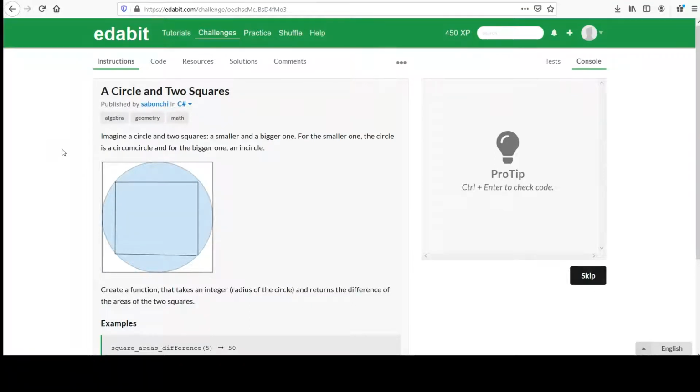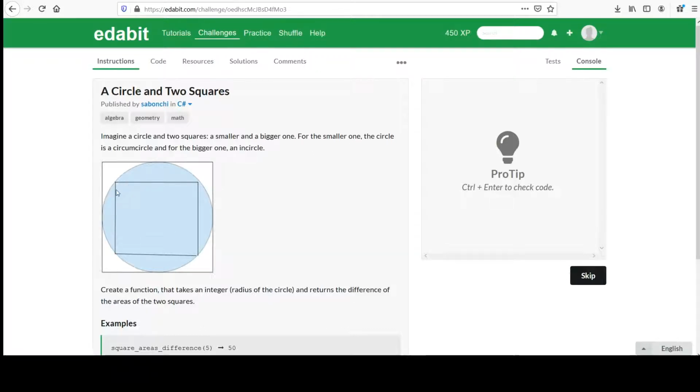Welcome to Challenge 2 in the medium difficulty series. This one is entitled A Circle and Two Squares. Imagine a circle and two squares, a smaller and a bigger one. For the smaller one, the circle is a circumcircle, and for the bigger one, an incircle. So it's probably easier to refer to the diagram below here.